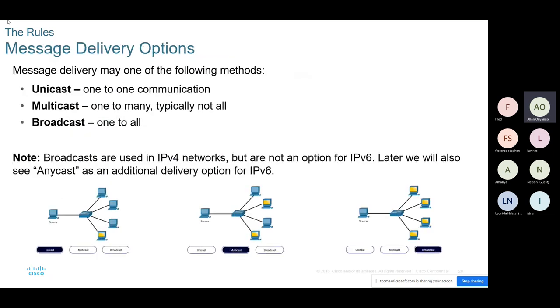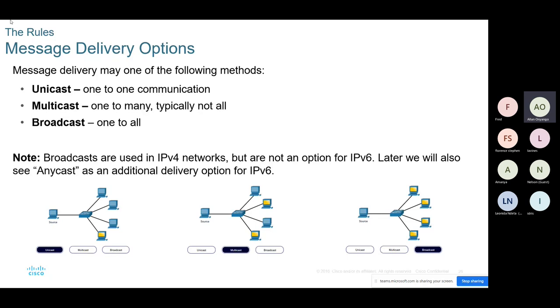For the delivery options, this one we have not talked about. We have three delivery options: unicast, multicast, and broadcast. Unicast is what is called one-to-one communication, whereby messages are moving from one person to one person.